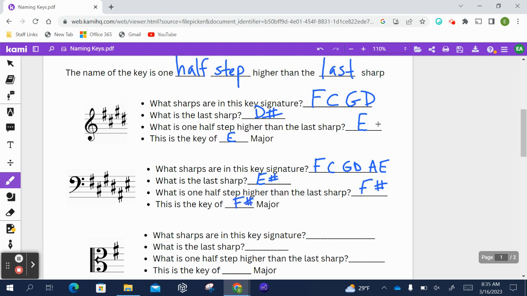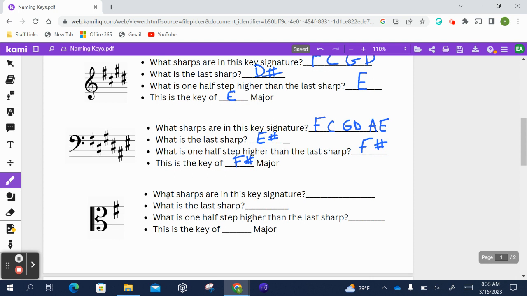The last one half step higher is F sharp, and the key name is F sharp major. Okay, and the last one, what sharps are in this key signature? There's only one, so that makes it F. What is the last sharp? Technically, it's the first and last, the only sharp is an F sharp.